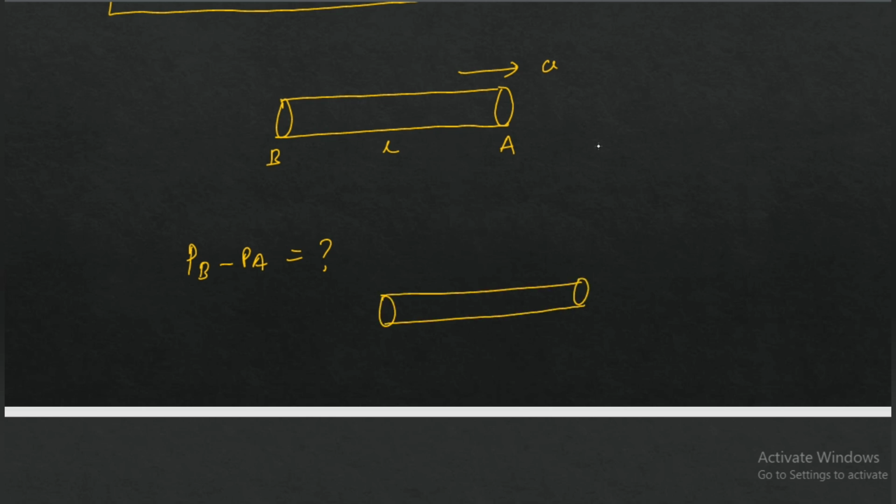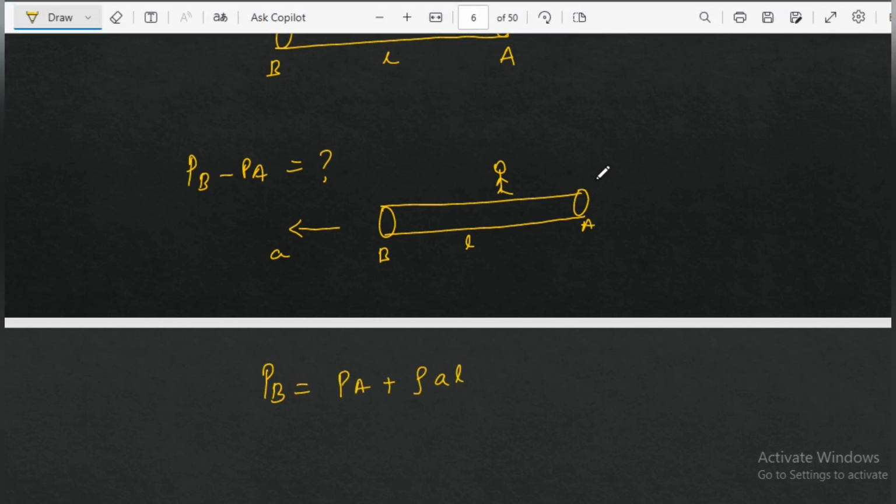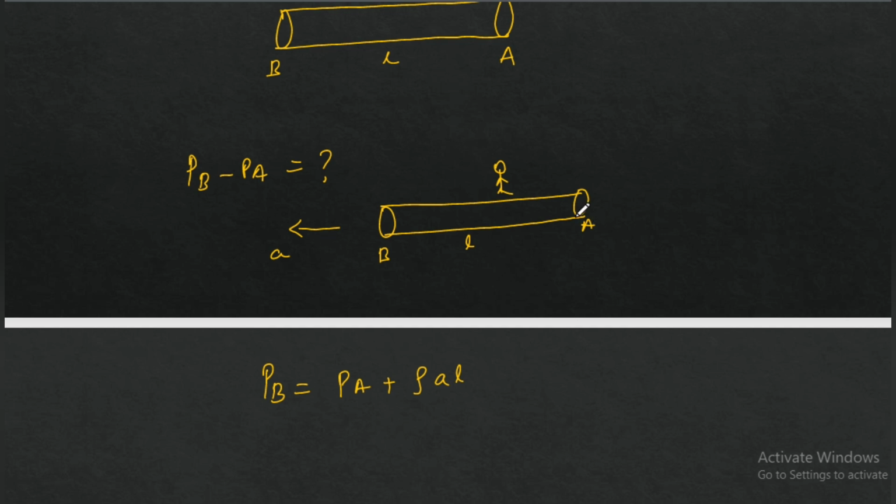Take this tube at rest. Let's attach the observer to the tube. So the observer will see that fluid has the acceleration of A in opposite direction, right? So it is simple, right? PB will be equal to PA plus rho AL, because we are moving in this direction. If you move in the direction of the acceleration, the pressure will increase. So PB equals PA plus rho AL.